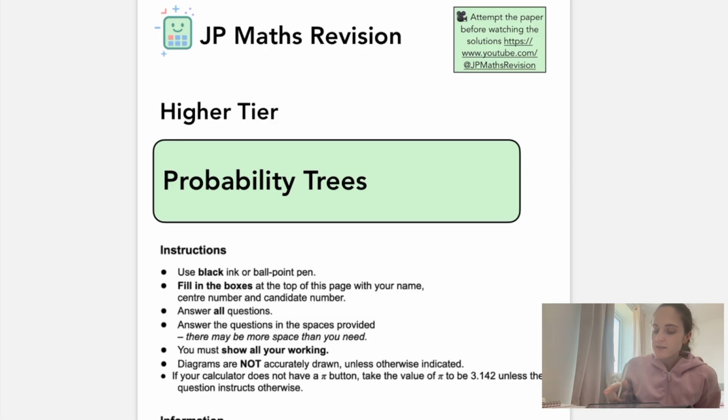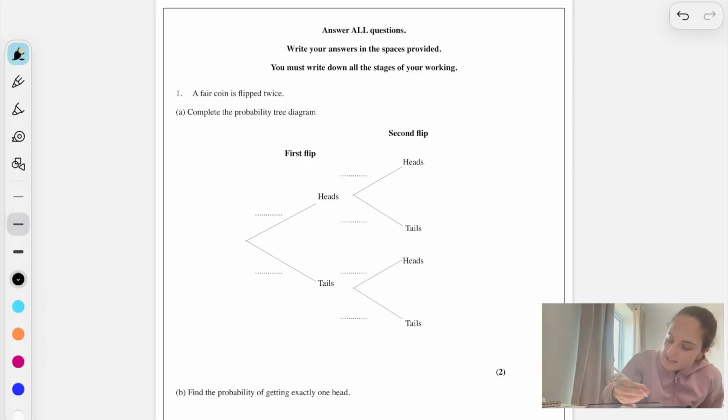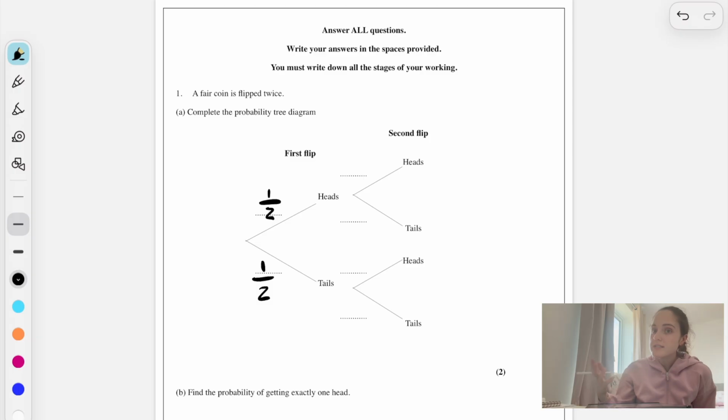Let's just get started. So this first question here, we have a fair coin flipped twice. We need to complete the probability tree diagram. So there's two possible outcomes for the first flip. You can either have a heads or a tails. And because it's a fair coin, there's an equal probability of landing on a heads and a tails. So the probability of a heads is going to be 1/2, and the probability of a tails is also going to be 1/2. So we call these independent events because the results from the first flip is not dependent on the results from the second flip.